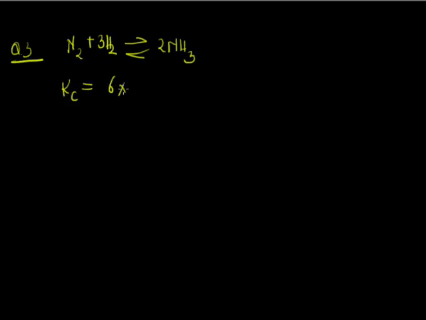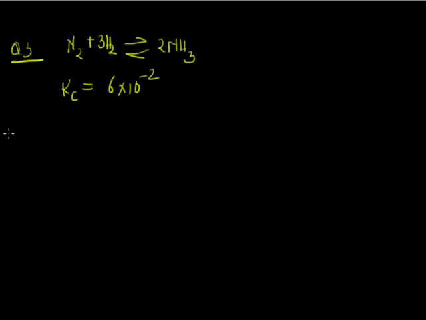And the next question, number 3. A reaction: N2 plus 3H2 gives ammonia, that is 2 molecules of ammonia, 2NH3. The equilibrium constant for this reaction is Kc equals 6 into 10 to the power minus 2.